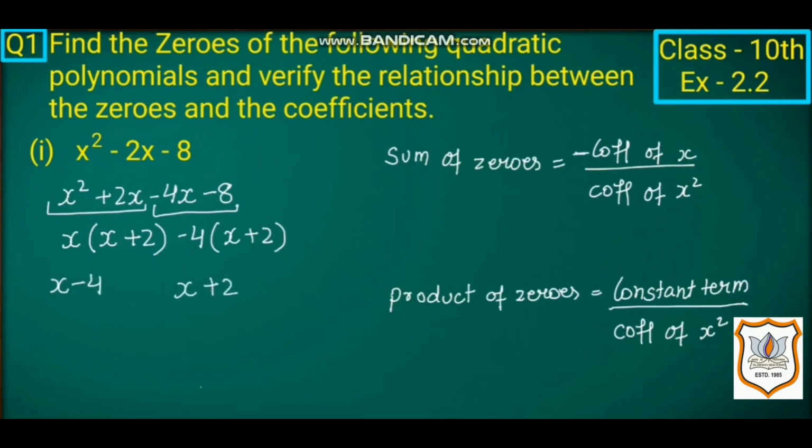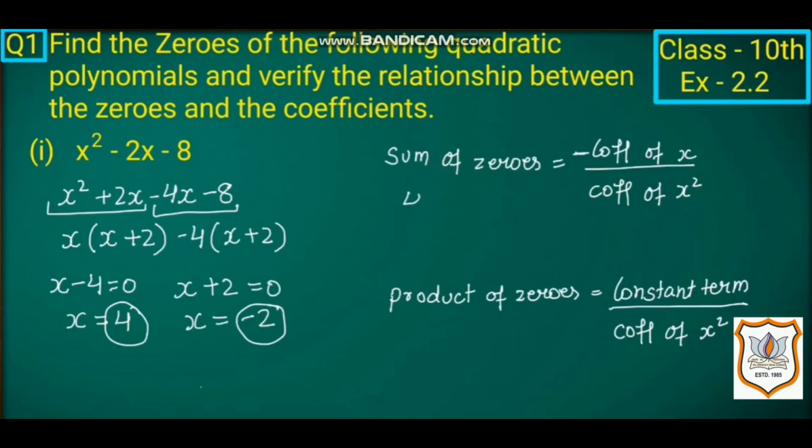Now we have to equate them to 0, meaning x minus 4 equals 0 and x plus 2 equals 0. Therefore we have two values: x equals 4 and x equals minus 2. Now we have to verify the relations. We get both the zeros, 4 and minus 2, and the sum of zeros equals coefficient of x upon coefficient of x square.